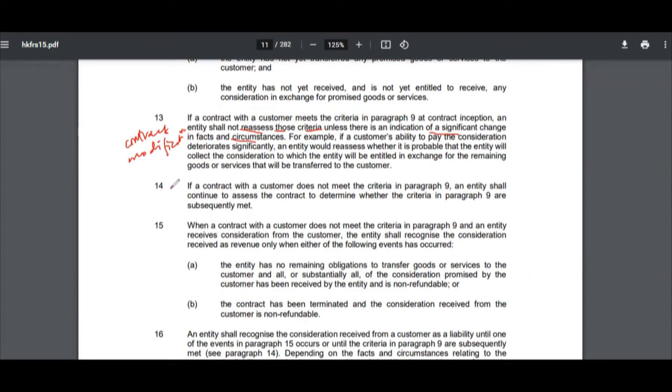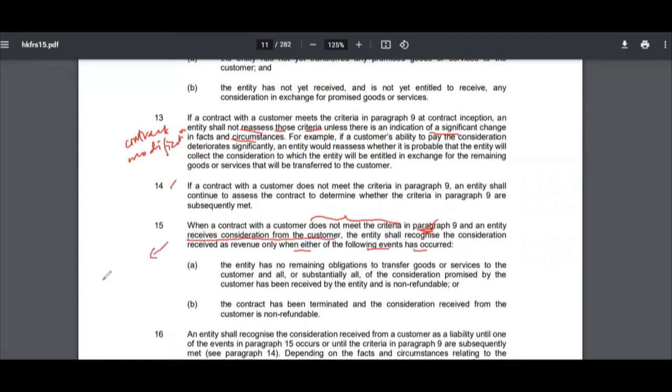Then you can read paragraph 14, then we have paragraph 15, which is when a contract with a customer does not meet the criteria in paragraph 9, right? So what do you do? What does a company do when that criteria is not met, right? So an entity shall recognize the consideration received as revenue only when either of the following events has occurred, right? It's not a contract based on paragraph 9, but the entity receives consideration from the customer, right?